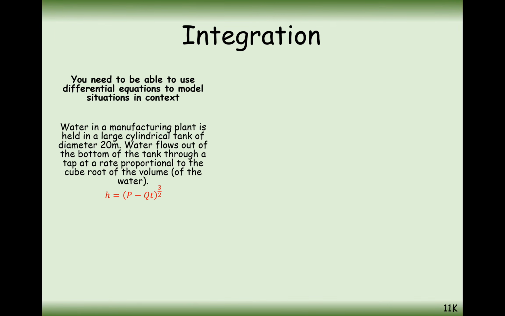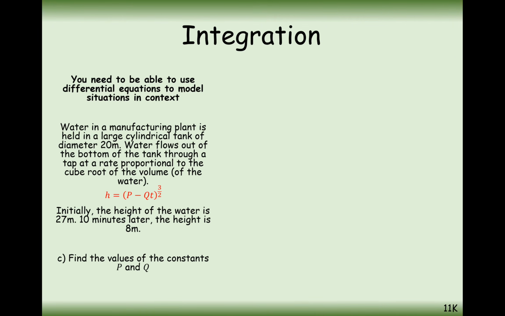Part C now. Now we're probably going to have to be given some initial conditions to work out p and q. So let's see what we're given here. Initially, yeah, great. The height of the water is 27 meters. 10 minutes later, the height is 8 meters. And given that we've been given 2 conditions here, we can probably work out the value of 2 of the different variables. So going with the first condition then, initially that means when t is equal to 0, the height is 27.